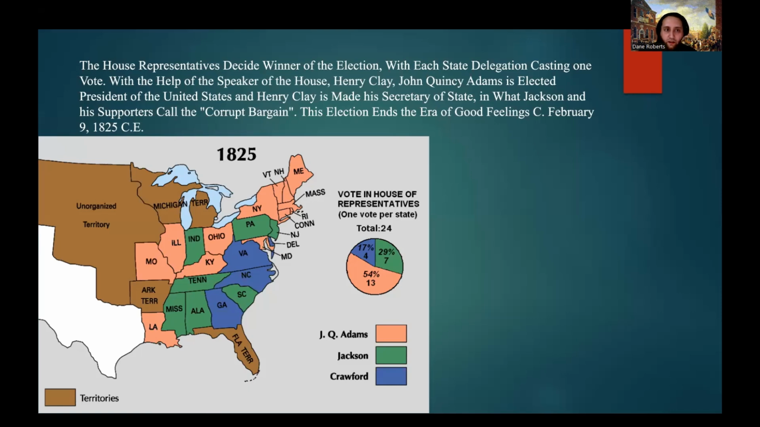This event leads the election to be decided by the House of Representatives, with each state delegation casting a single vote. With the help of Speaker of the House, Henry Clay, John Quincy Adams would be elected President of the United States, and Henry Clay would be promptly made his Secretary of State in what Jackson and his supporters would call the "corrupt bargain." This election would end the era of good feelings on February 9th, 1825 CE.